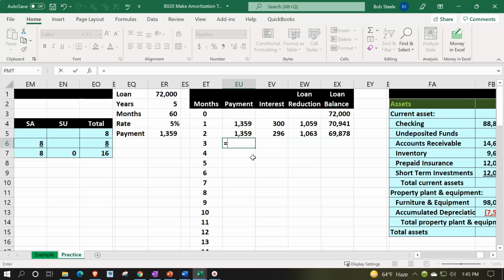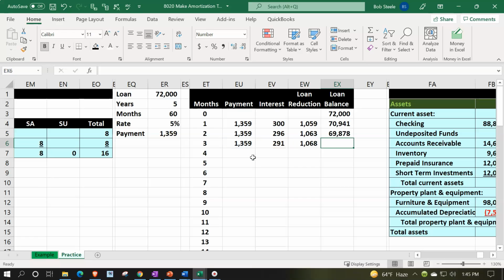Let's do it one more time. We've got the 1359. We've got the interest, which is going to be the 69,878 times the interest rate, 5% for the yearly rate, divided by 12 for the monthly rate. Loan reduction is going to be equal to the payment minus the interest. Loan balance then is the prior balance minus the loan reduction, and so on and so forth.